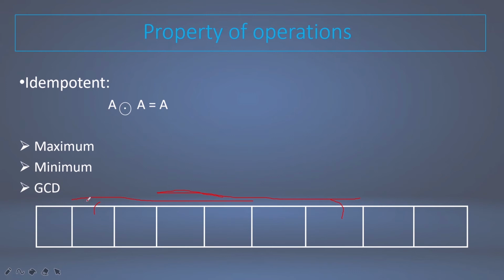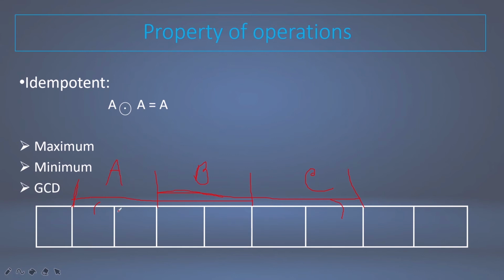So suppose in this range the maximum element is A, in this range the maximum element is B, and in this range the maximum element is C. So actually what we have to do is take the maximum of A, B, and C. It will be our answer, right?